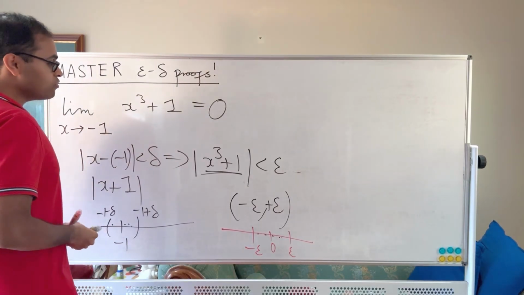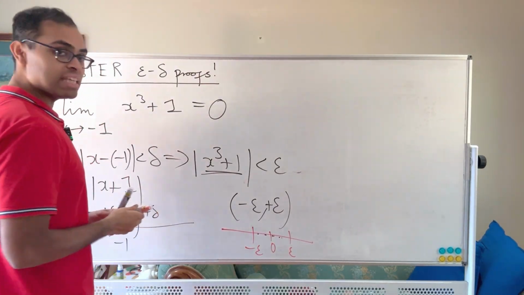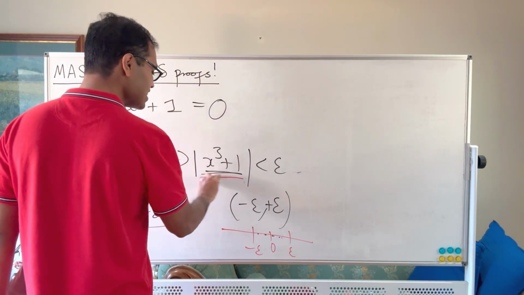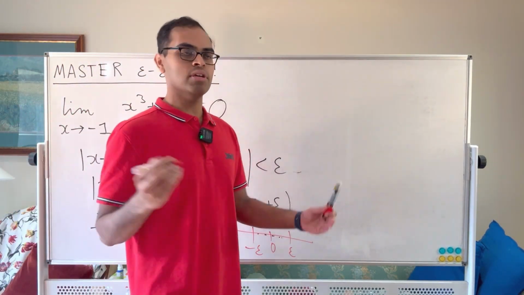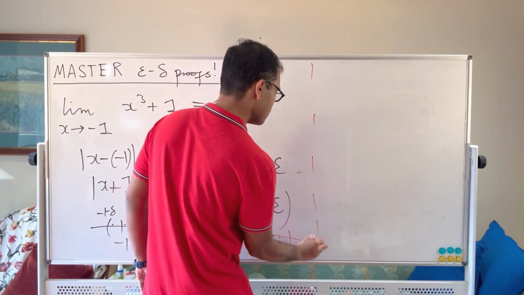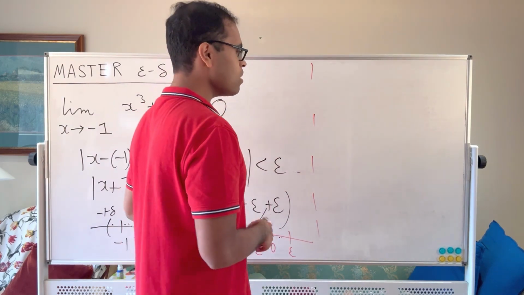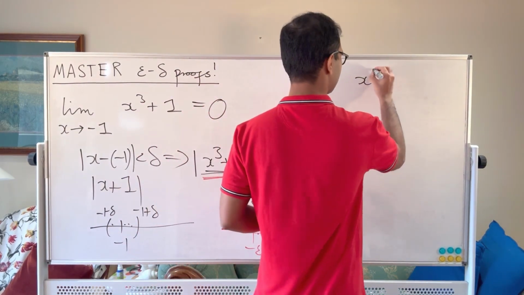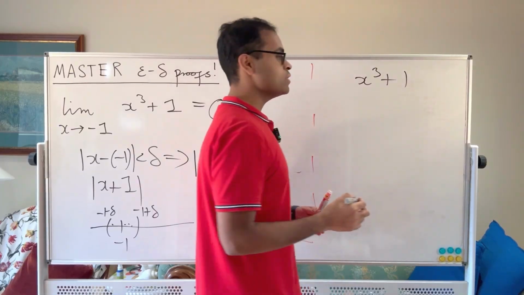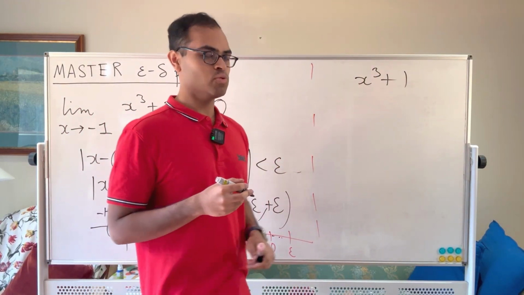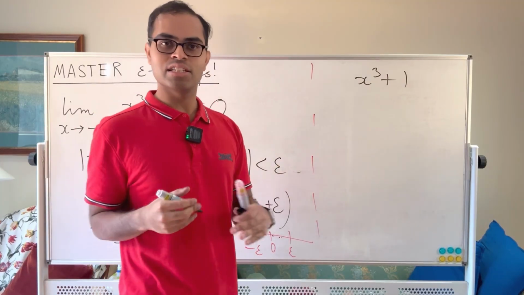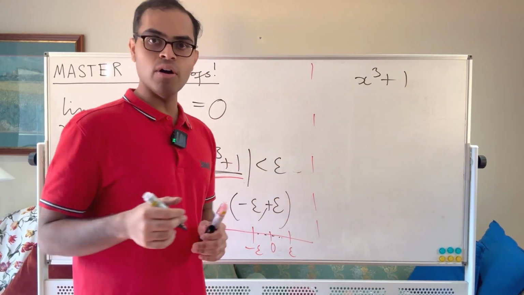So we need to solve for delta in terms of epsilon. Again, the same principles apply. We need to write our x cubed plus 1 in terms of x plus 1. And again, that's going to be a factoring problem. So we're going to have to do the following. How do we express x cubed plus 1 in terms of x plus 1? We know that x plus 1 is going to divide x cubed plus 1 because -1 is a root of x cubed plus 1. That's sort of engineered into the situation because plugging in -1 gives 0.